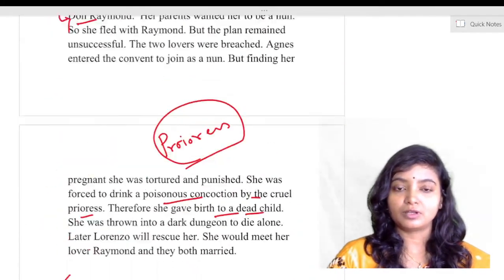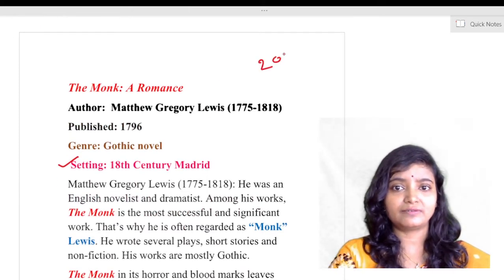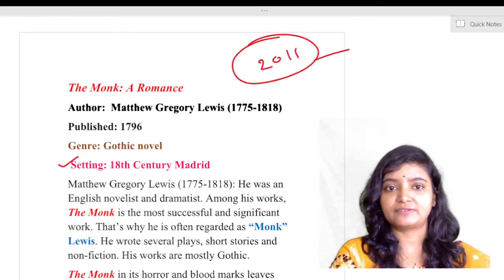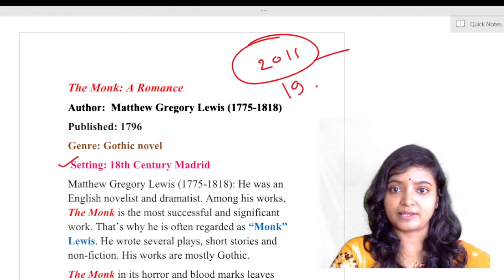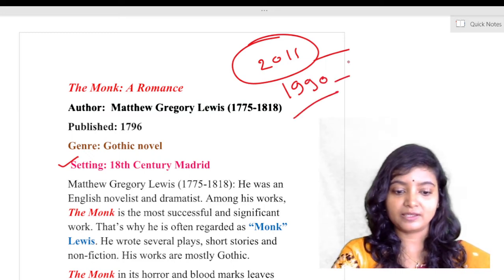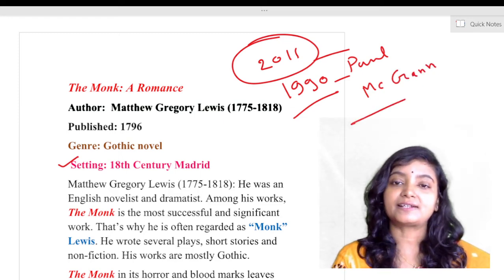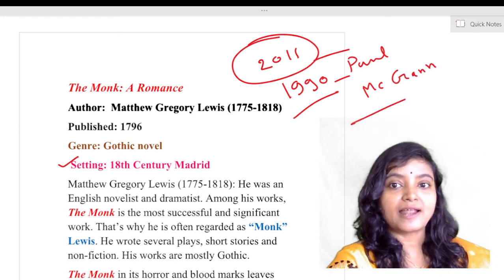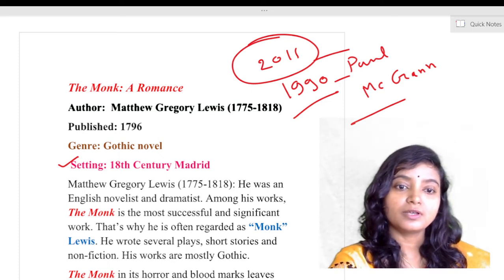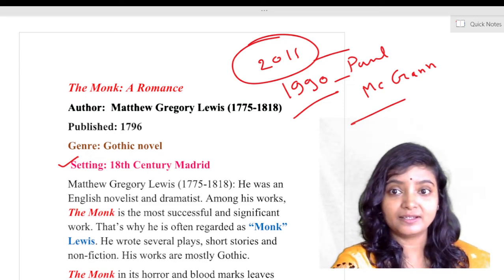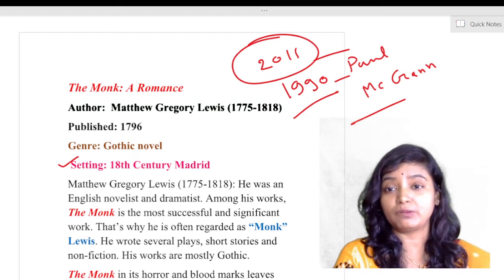Now, you can find that there is a 2011 movie on this. I have not seen it because I don't get it free on YouTube. I have just observed the 1990 movie, by Paul McGann. And there is a certain change in this movie at the end: Ambrosio is Lorenzo there, and Ambrosio will not succumb to the temptation of Matilda at the end. He will not sell his soul to the devil, and he will be burned at the stake.